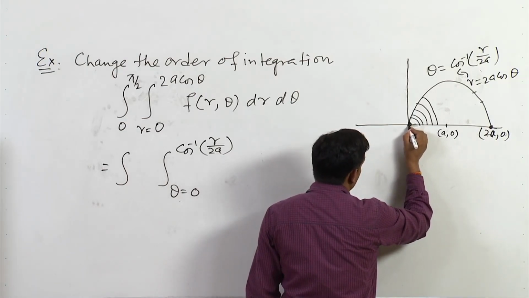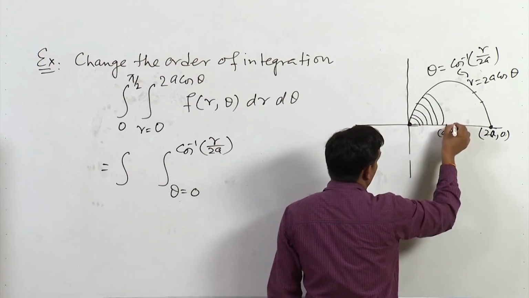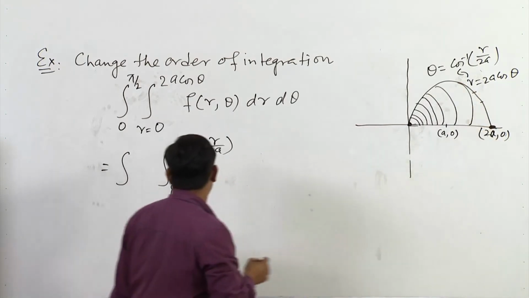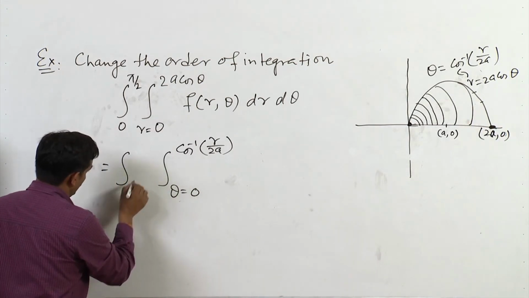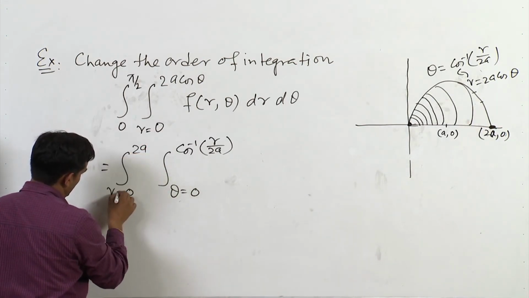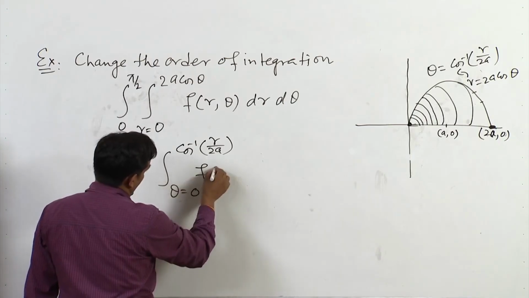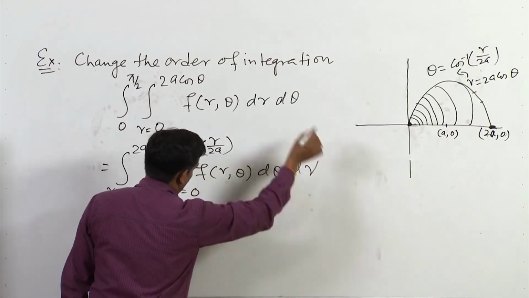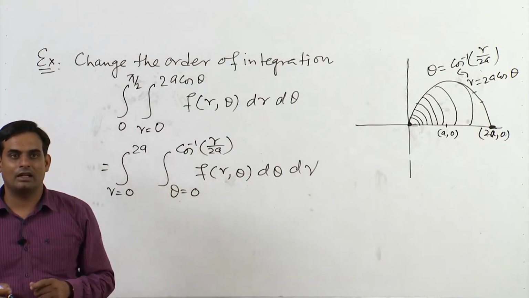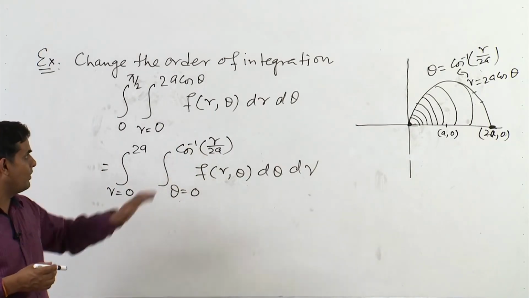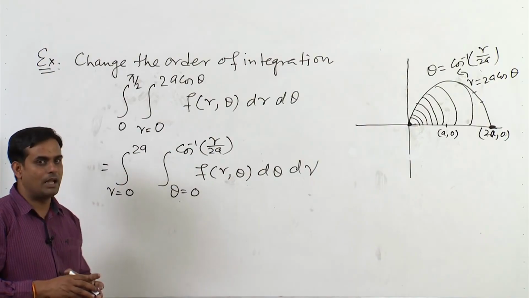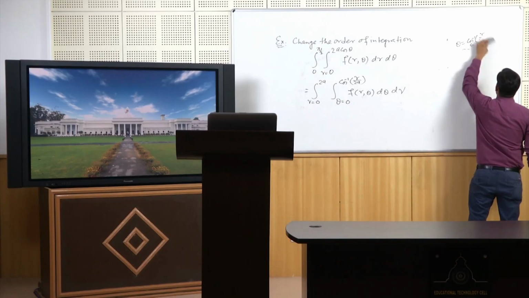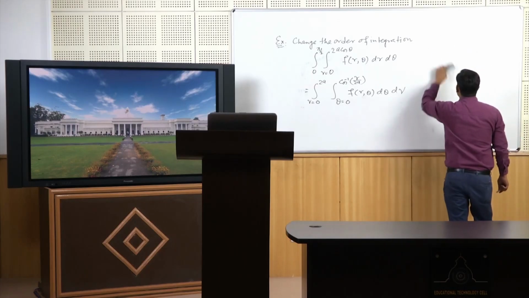So, here r is 0 and then it will go like this up to here, that is 2a. So, 0 to 2a, f(r, theta) d theta dr. So, this is the change of order in polar coordinates for this particular example. Let us take one more example to make a very clear understanding of this particular concept.